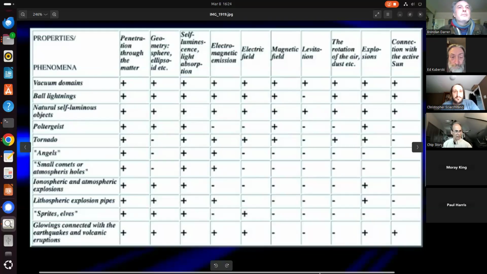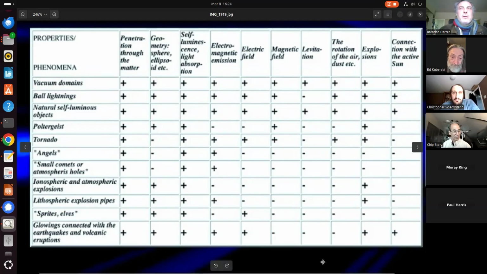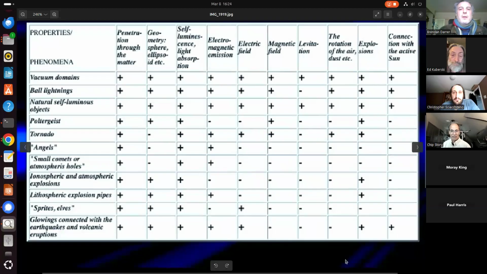All right, so let's see, where are we? Lithospheric explosion pipes. Five pluses. Yes, five pluses split evenly, pretty much. First four, penetration, geometry, self-luminescence, electromagnetic emission are all pluses. Negatives for all the fields, electric, mag, levitation, and rotation. Plus for explosions. Lithospheric explosion pipes, that makes sense, all right. Nothing with the sun.